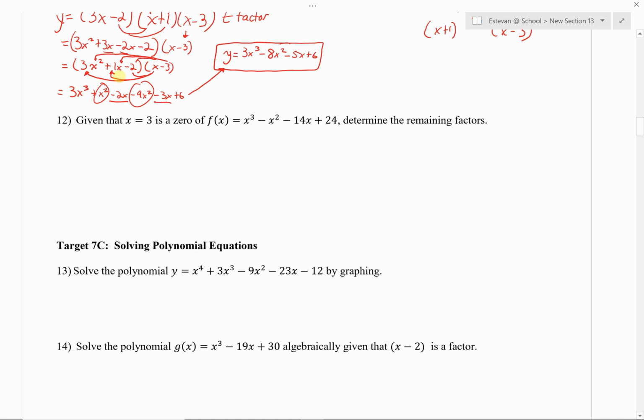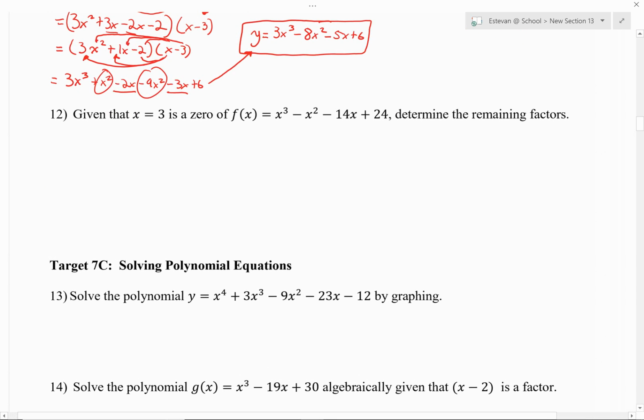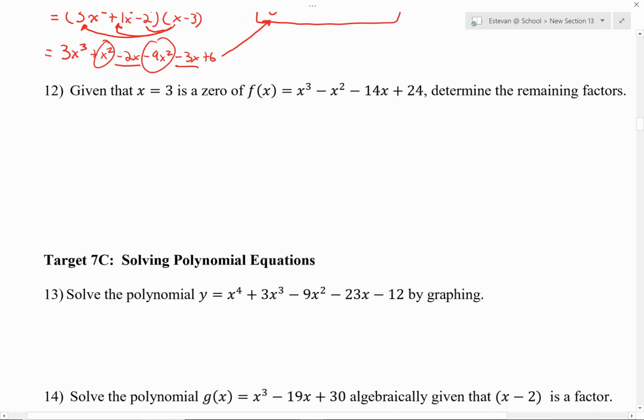Okay. Given that x equals 3 is a 0 of f of x is equal to x cubed minus x squared minus 14x plus 24, determine the remaining factors. So here, we just have to factor it. In order to factor this, we have to use synthetic division.